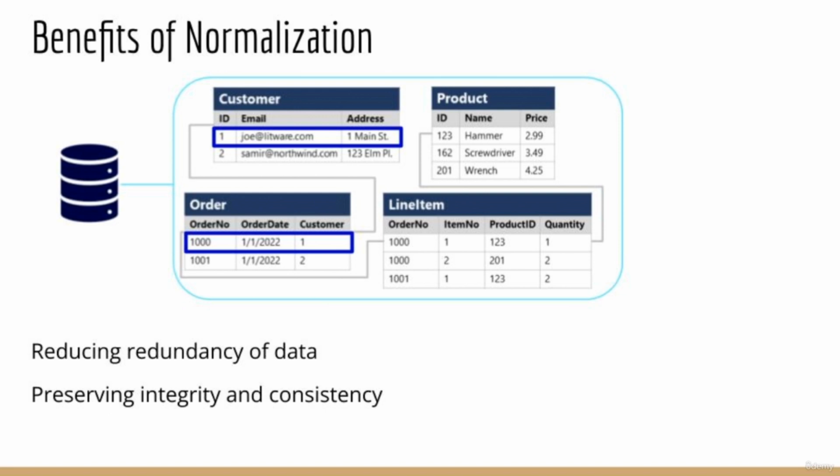Another benefit of database normalization is data integrity and consistency. A well-known example of data integrity and consistency is referential integrity. In our example, if we try to remove a row from the customers table, let's say customer number 1, the system will not allow you to do it because there is a row in the orders table that references that specific customer's row.